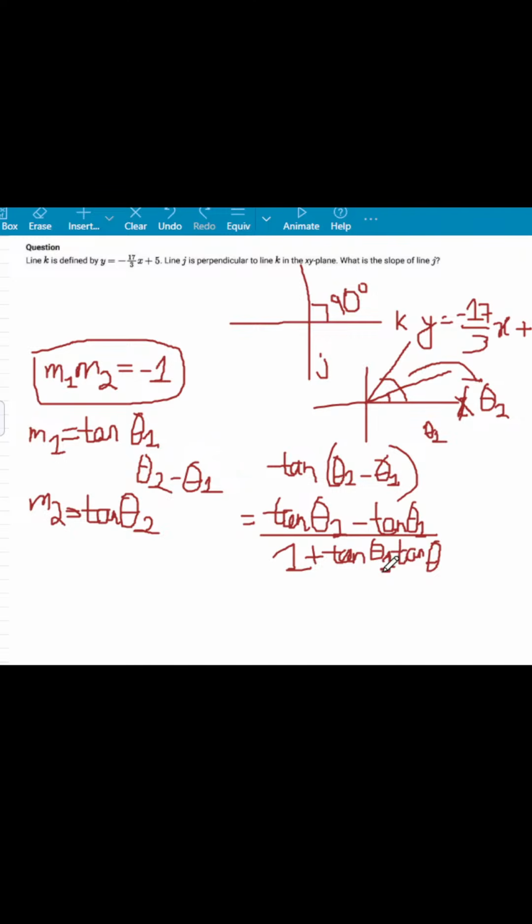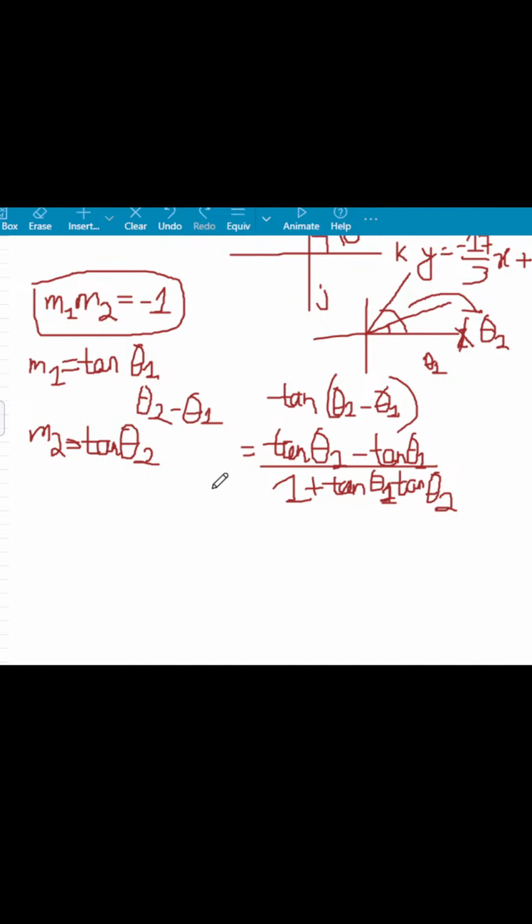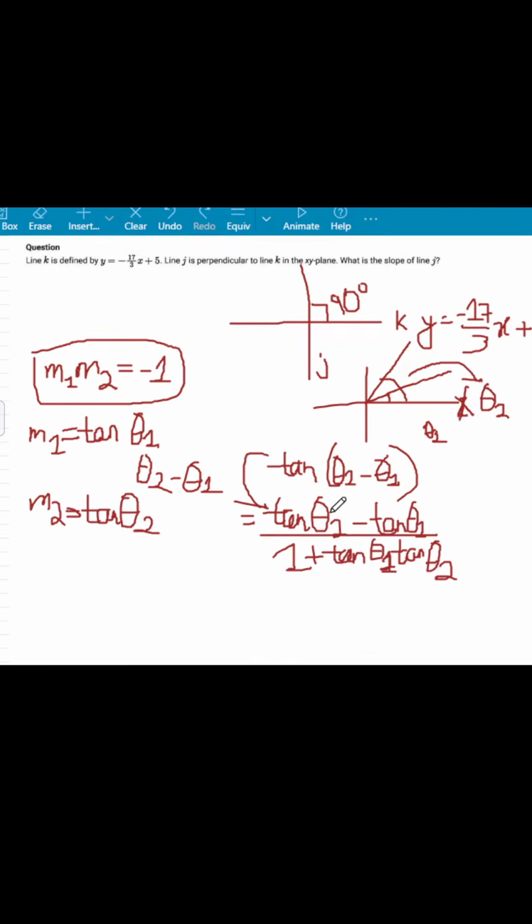This is 1, this is 2. Okay, so this is the formula of the tan of the angle between them. Now if the angle between them is 90 degrees, then tan of 90 degrees tends to infinity. So this will tend to infinity if the denominator is tending to 0. So if this is 0, then tan theta 1 is basically m1 and this is m2. So 1 plus m1 m2 will be 0.